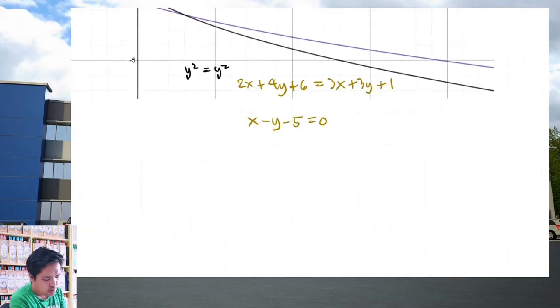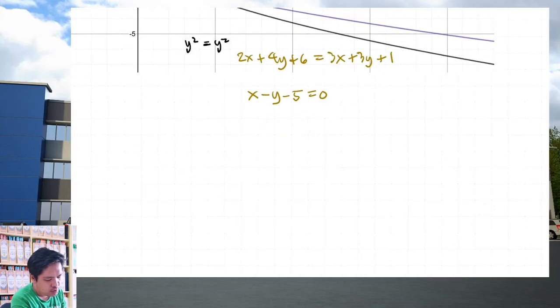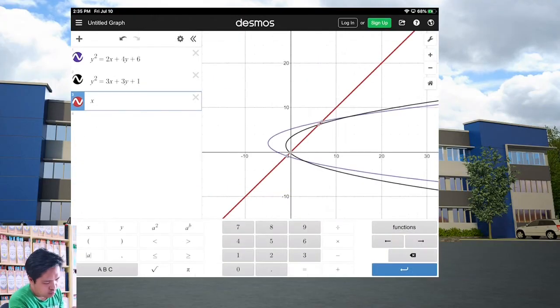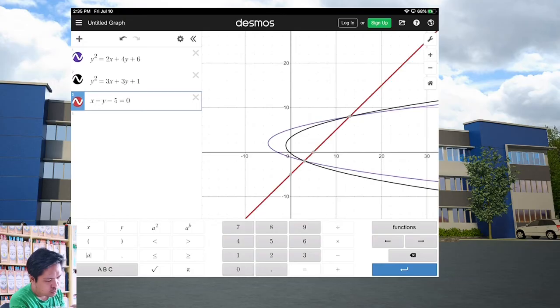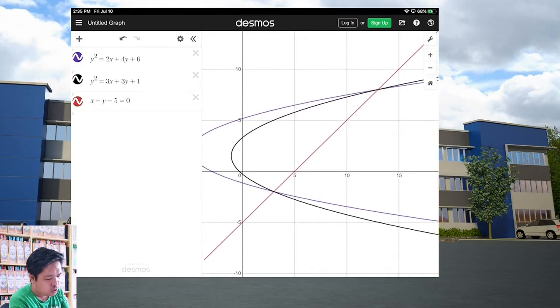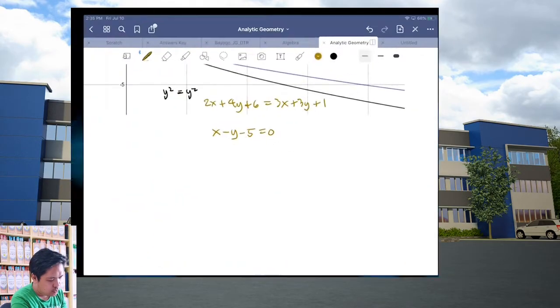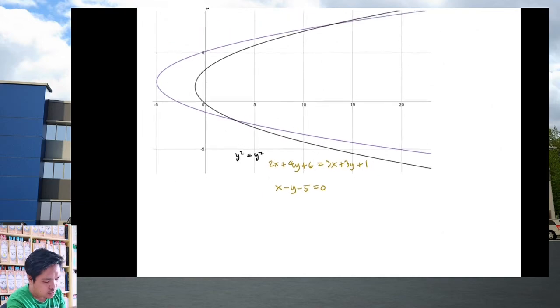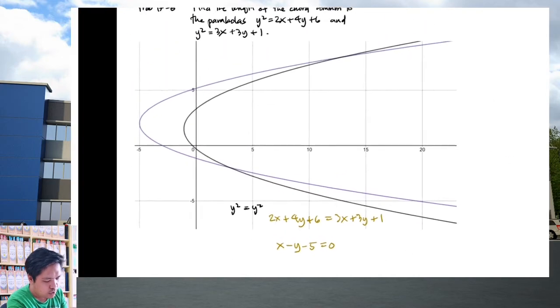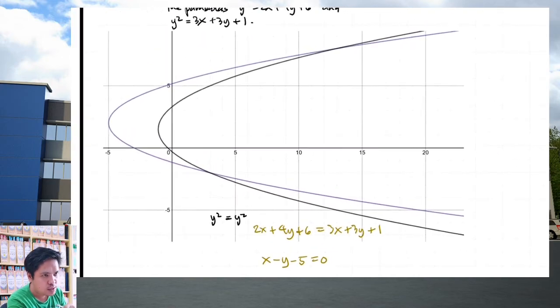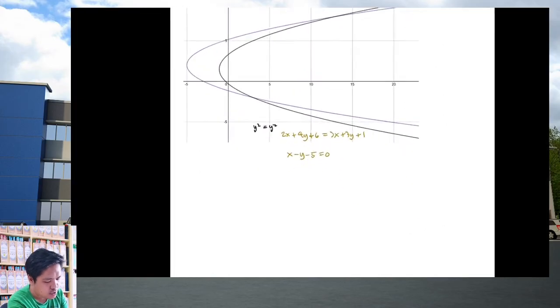Ayan. So if you plot that sa plotting utility, x minus y minus 5 equals 0. Ayan, that is the line passing through the common chord. But it's not what we are trying to get here. Ang gusto nating i-solve is the value of the distance, meaning we need to get the points of intersection and get the distance by distance formula.